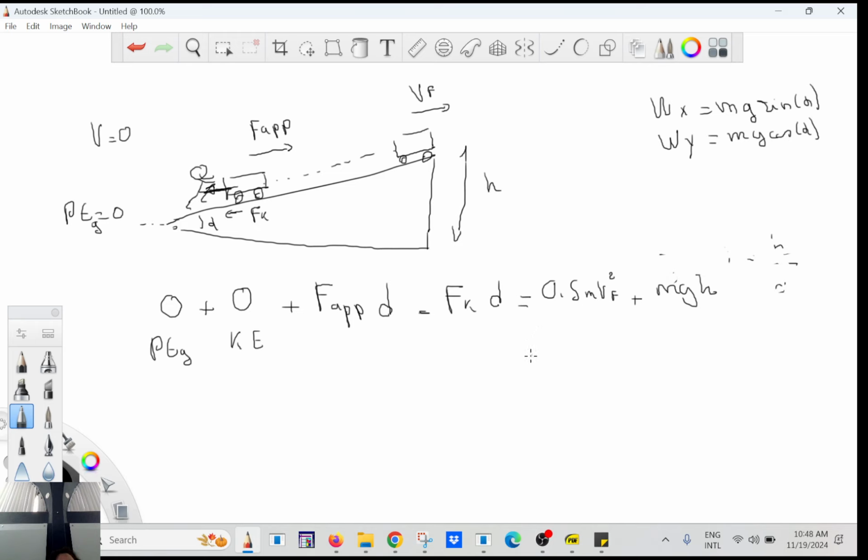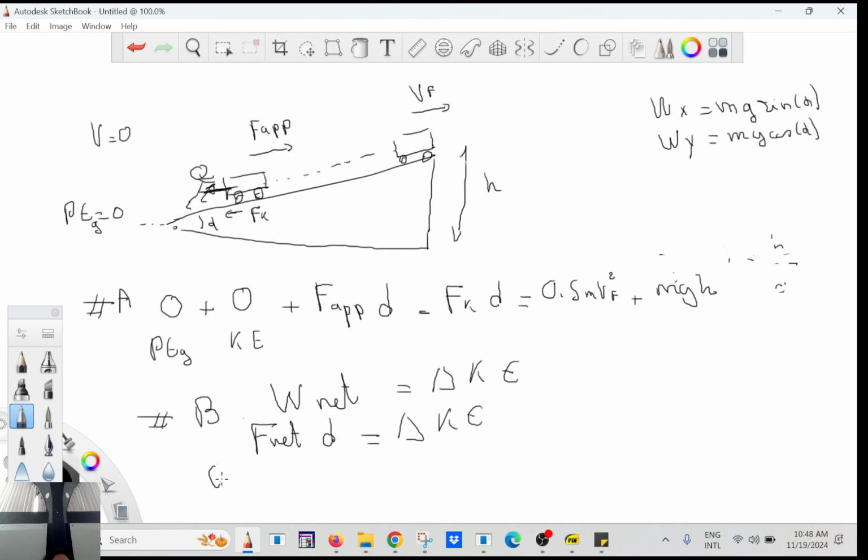Okay? So that will be way number 1. Way number 2, you can say that the net work, it's not going to be the same thing. The net work done on the cart equals the change in kinetic energy. So now you have to be very careful, because that will be the net force times the displacement equals the change in kinetic energy.